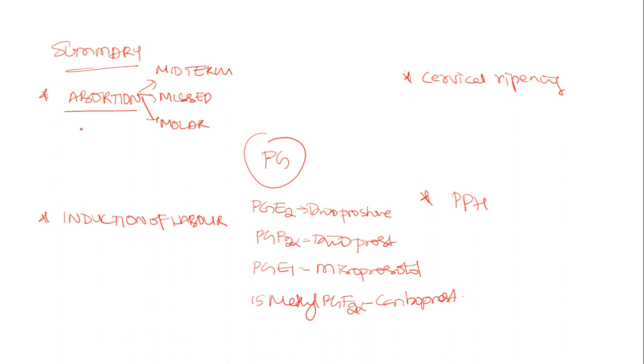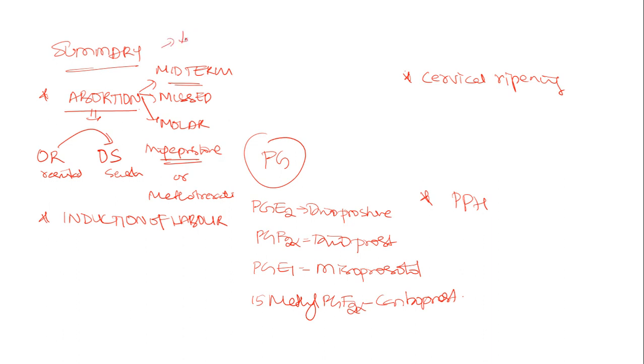And also prostaglandins, you know, convert the oxytocin resistant to oxytocin sensitive uterus, so thereby it will help in aborting the midterm abortion effectively. So here you will be using it along with mifepristone, or you can use it with methotrexate.